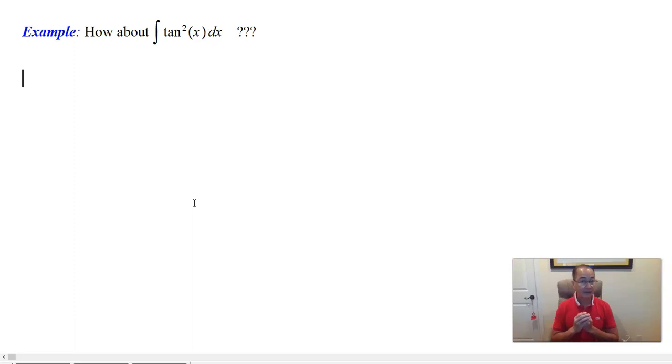1 plus tangent squared equals secant squared. So therefore, tangent squared is secant squared minus 1. And that helps because we know how to integrate secant squared.